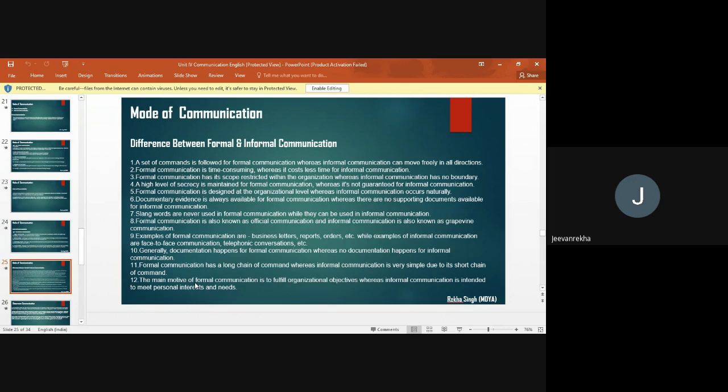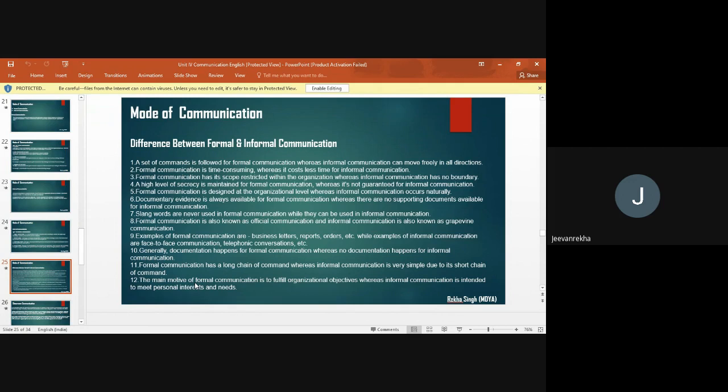Documentary evidence is always available for formal communication. Documentary evidence means, as I have told you about the memo, right? Suppose you do not match the atmosphere of the office and you get a memo from the boss, and that is evidence to keep with you to improve yourself next time, right? Whereas supporting documents are not available for informal communication, and there is no guarantee in informal communication.